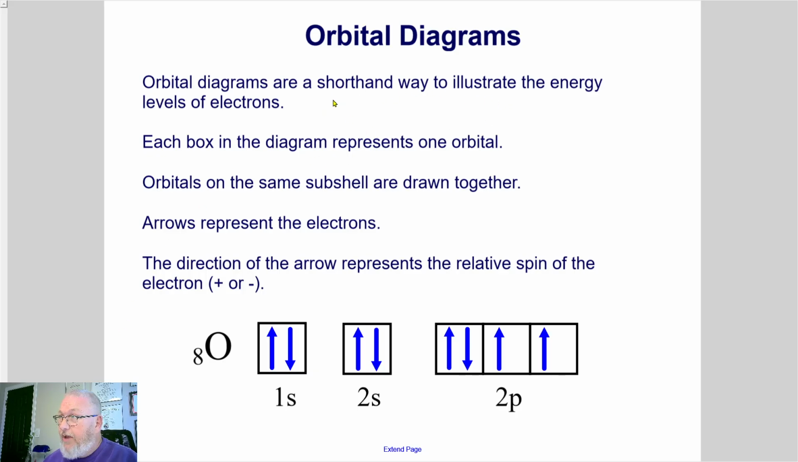We use orbital diagrams to give us a nice little shorthand way to illustrate the energy levels of these electrons. Each one of these boxes represents one orbital. Orbitals are always on the same shell. They're drawn together, so if you've got p orbitals, they're there with the other three p orbitals. Arrows represent the electrons. The direction of the arrow shows whether there's a positive or negative spin.